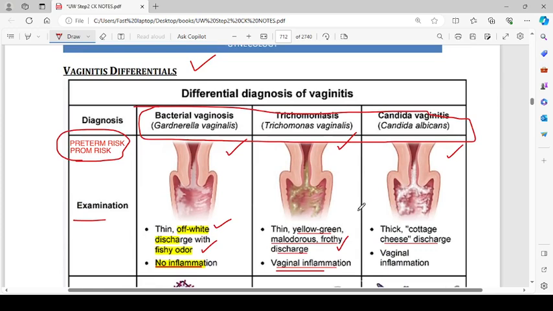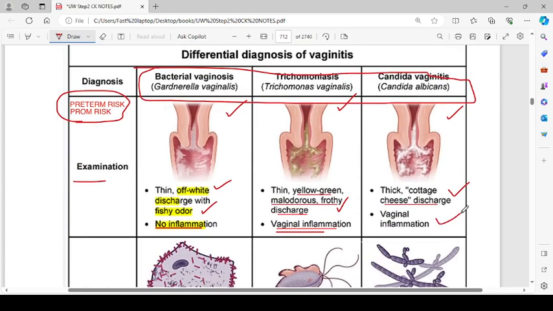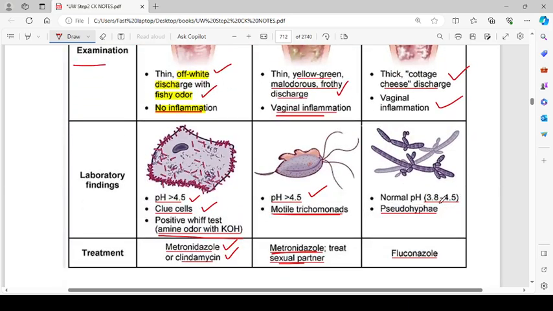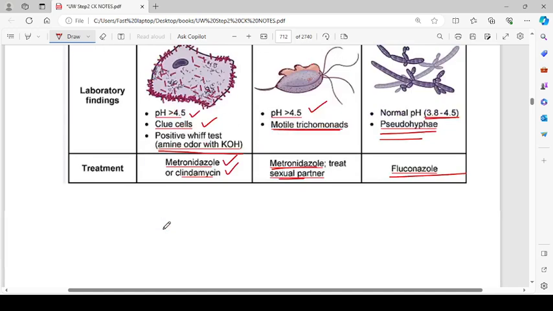Then Candida albicans: there is a thick cottage cheese discharge and vaginal inflammation. The pH will be normal, that is 3.8 to 4.5, and pseudohyphae will be seen. So in Gardnerella and Trichomonas, the pH is unaltered, it is more than 4.5. But in the case of Candida, it stays acidic, less than 4.5. And pseudohyphae are seen, and the treatment is fluconazole.